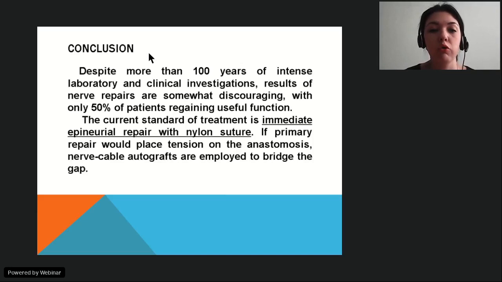So why do we use epineural? Why do we prefer epineural, not perineural repair? Because in case of perineural repair, there is very much suture material, and it prevents growth of neurons. Yes, it creates barriers. And so that's why, yes, we prefer epineural suture nowadays. That was about the nerves.